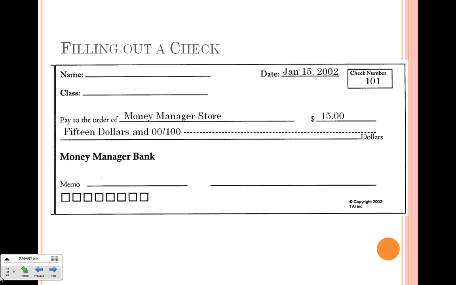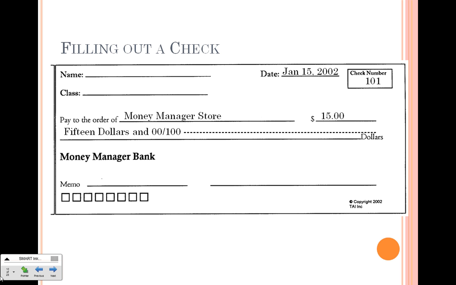And then you want to write that out: fifteen and 00/100. First question, why is it 00 over 100? Because we need to show the change, and that's how we write out how much change there is. Here, there's no change, so it's 00 over 100 because there's 100 pennies in a dollar. Why is there a big line all the way through to dollars? We put that line there because it prevents people from writing in extra things.